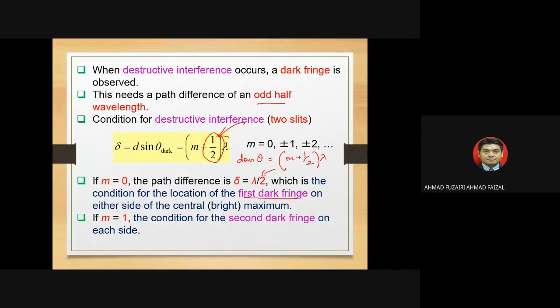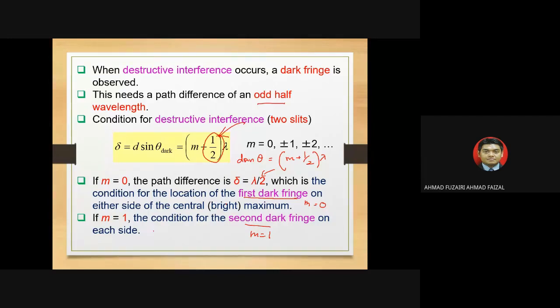So when the question asks you about the first dark fringe, then you put m equals to 0. And for the second dark fringe, if the question asks you about the second dark fringe, then you know that you should put m equals to 1. Okay, you must minus 1 first. The second means 2, right? 2 minus 1, so the m equals to 1. How about 1? 1 minus 1, then m equals to 0.